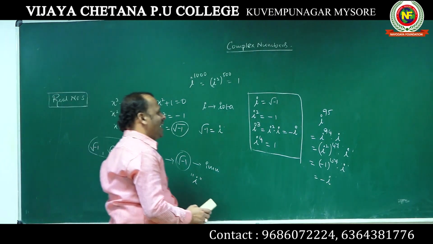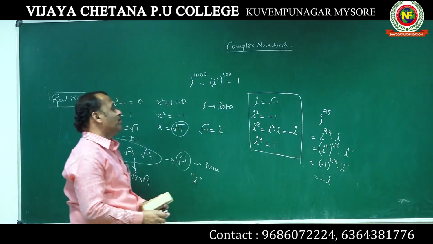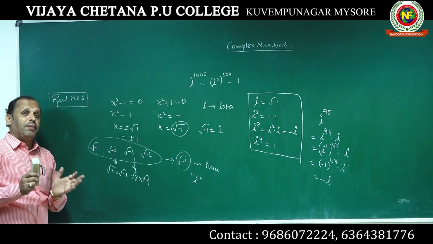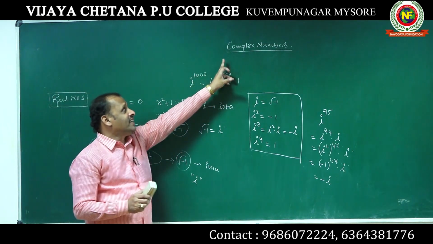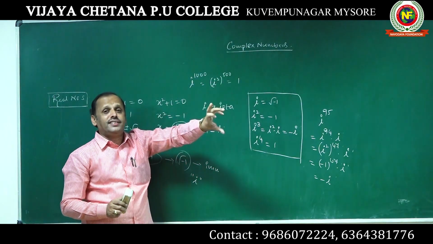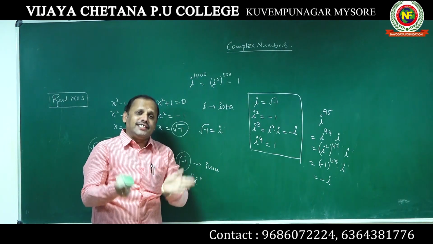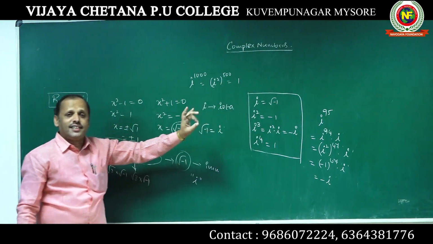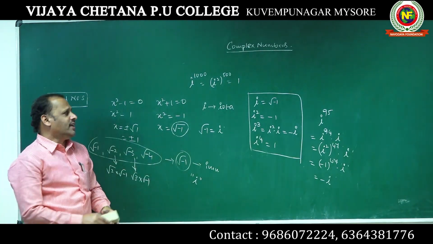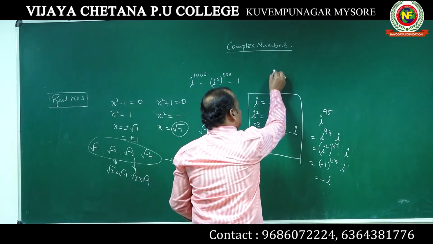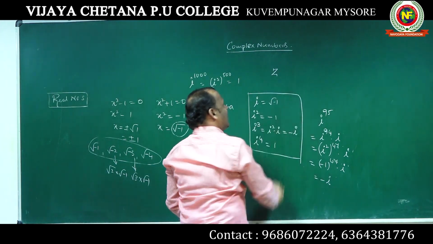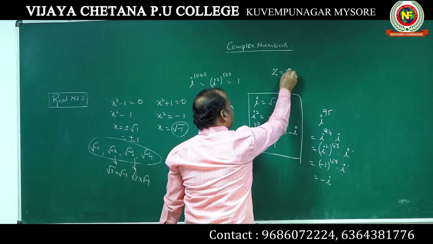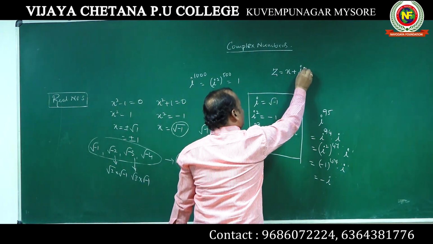Now related to the imaginary number, what is a complex number? Complex form means a real number as well as an imaginary number together. That complex form is called a complex number, and we denote it as Z. The complex number is x plus iy.